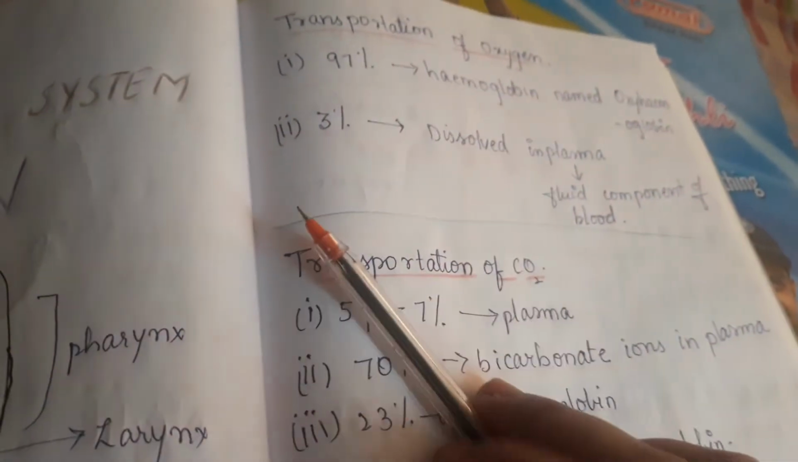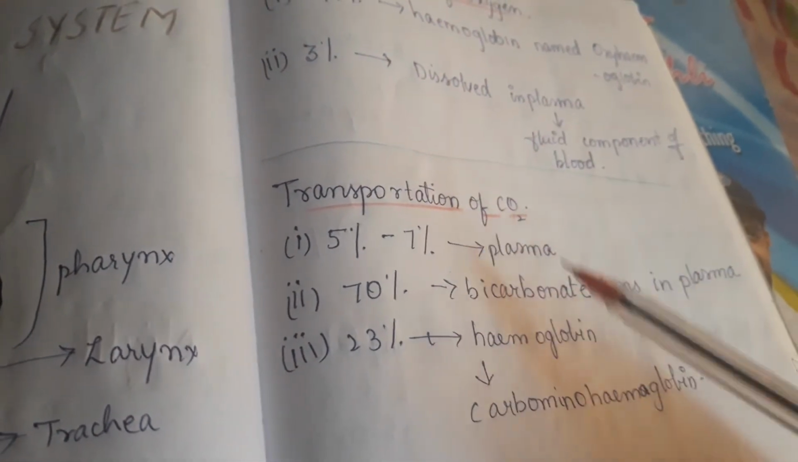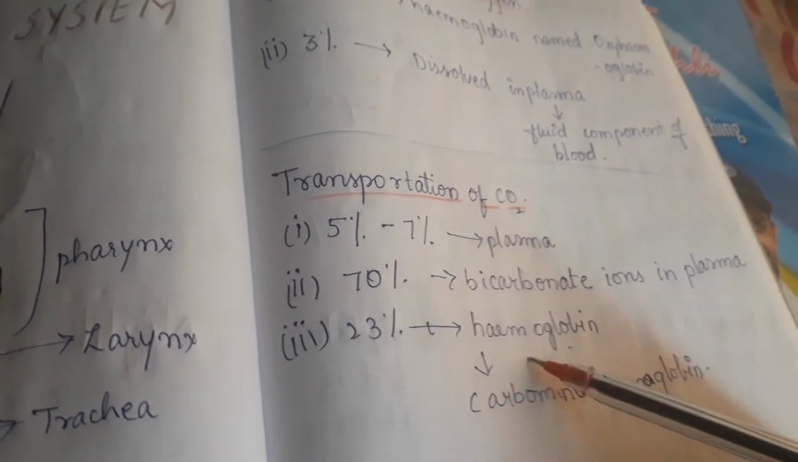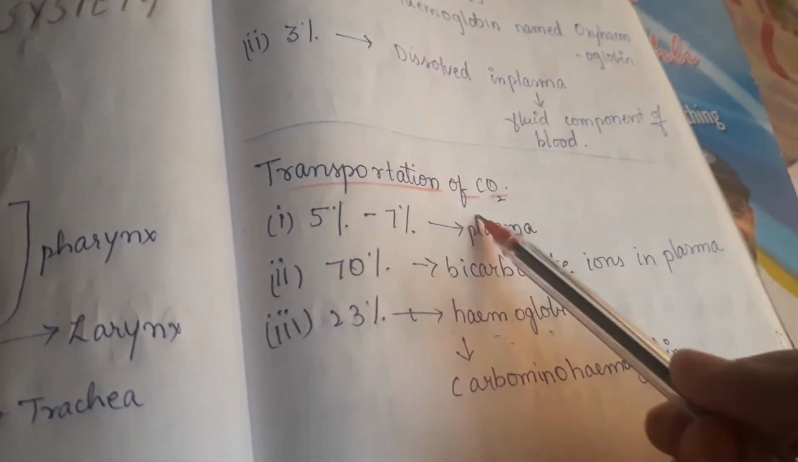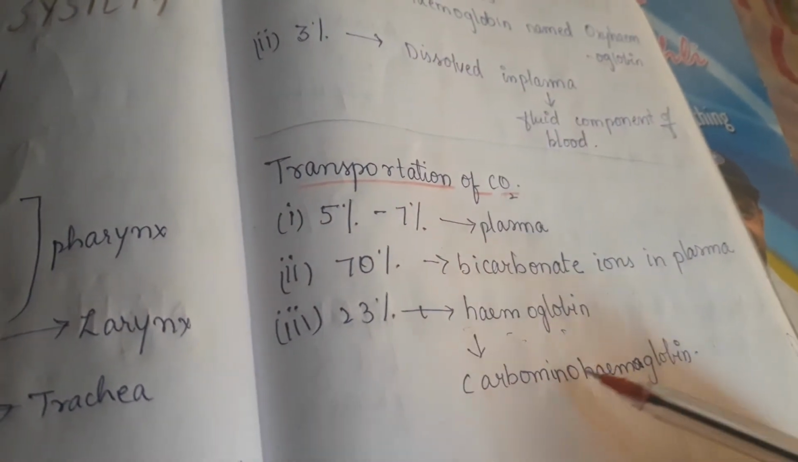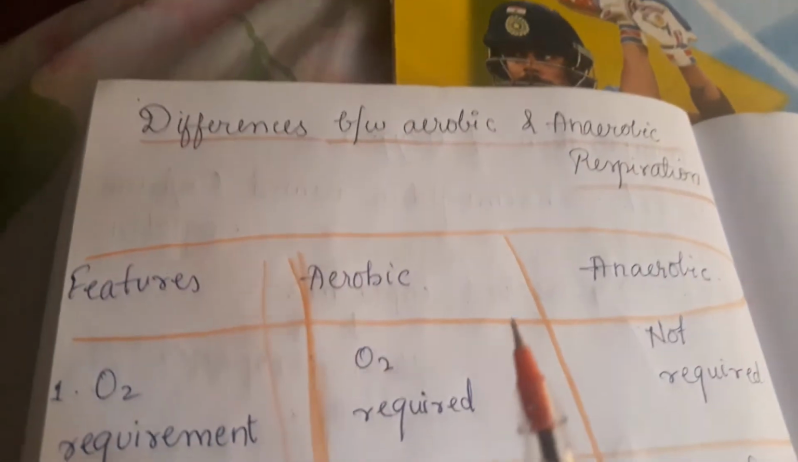Hemoglobin is not only meant for oxygen. Hemoglobin is also for the transportation of CO2. And whenever hemoglobin is combined with CO2, carbon dioxide, we call it carbaminohemoglobin. So this is my last page of this chapter.